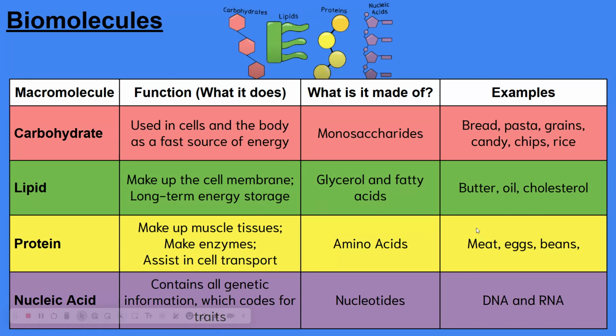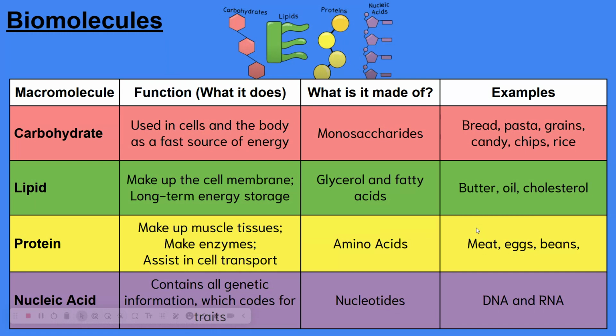membrane with the phospholipids. Next we have proteins, which make up muscle tissues. This is why athletes building muscle have a high protein diet. Proteins also make up enzymes, and they assist in cell transport. Proteins are made of smaller molecules known as amino acids, and food sources high in protein include meat, eggs, beans, and nuts.